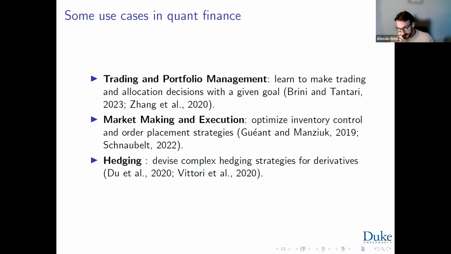And as well, if you have complex derivatives in your portfolio, you can devise a complex hedging strategy in a data-driven manner. So putting it in perspective, you are the portfolio manager and you have to hedge this position.